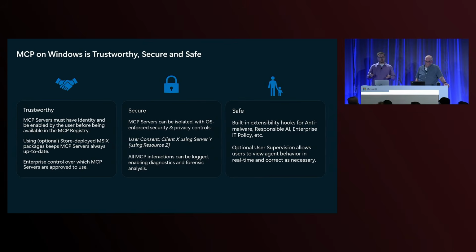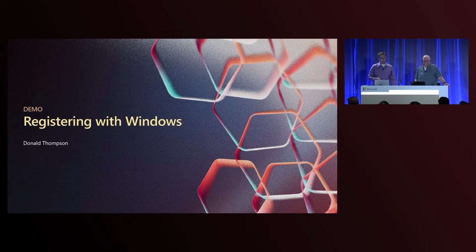In addition to isolation, we also log all MCP interactions so that we know exactly what an agent did with them. Finally, we've integrated our best safety practices with anti-malware, responsible AI, and enterprise IT policies. The same logging that helps with security also allows us to audit and correct MCP abuse in real time. You can read more about our approach here in the MCP security blog published this morning. So next, I'm going to pass it off to Donald to show us how we register with Windows.